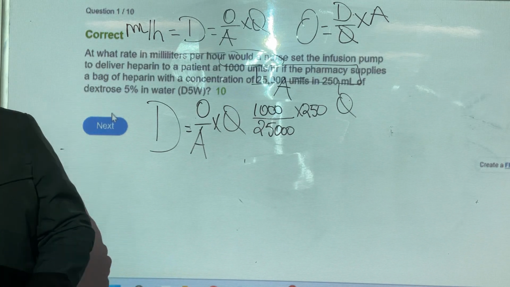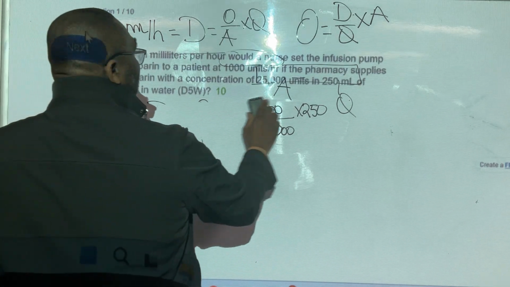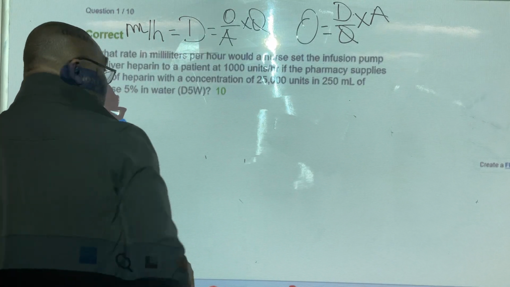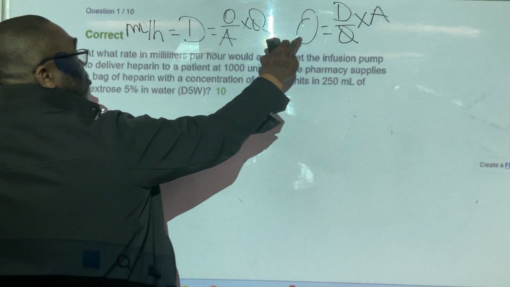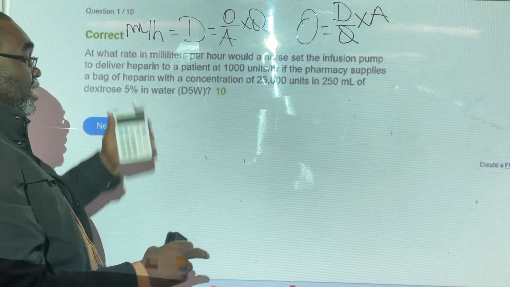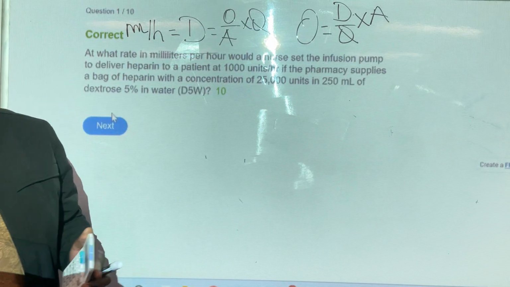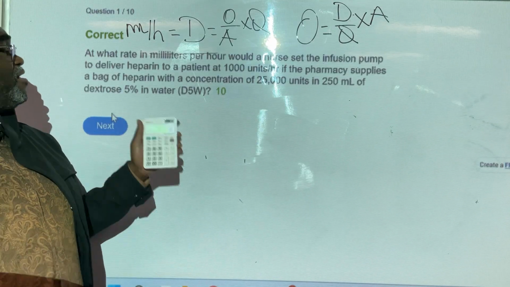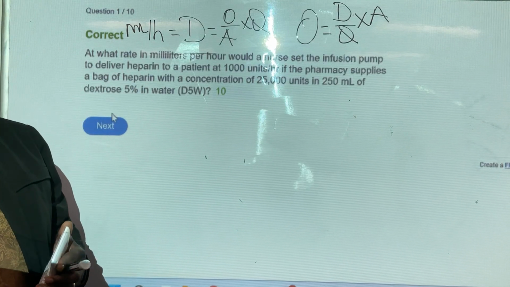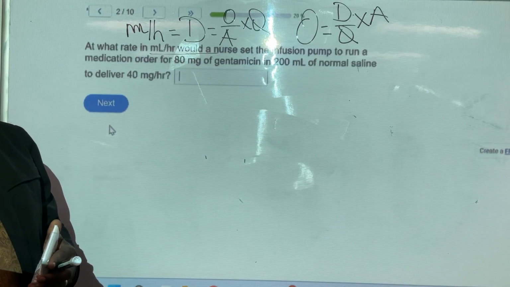So let's keep going. Let's move on. But remember, you need to identify this game. It's the game of dosage versus order. Anytime they're looking at milliliters per hour, that's the only time you're going to solve for dosage. But if you're not looking for milliliters per hour, you're going to be on the order. So let's keep going to number 2.